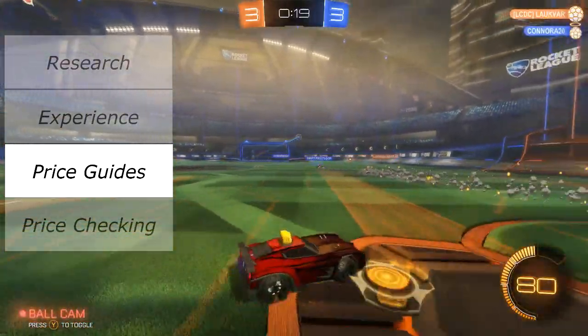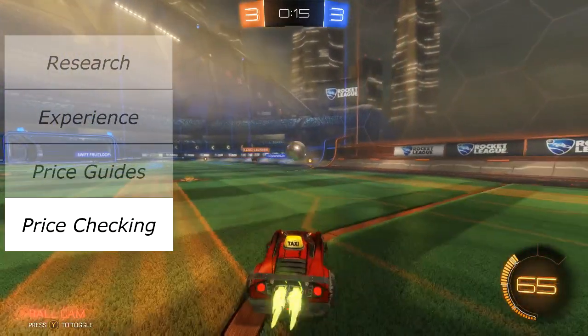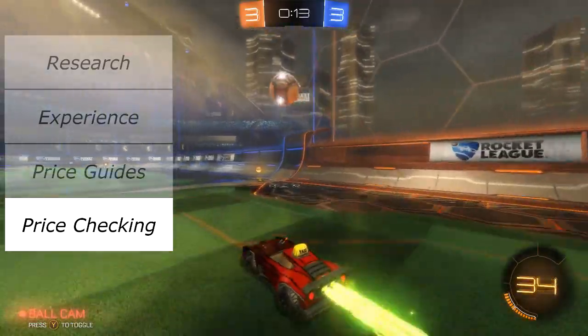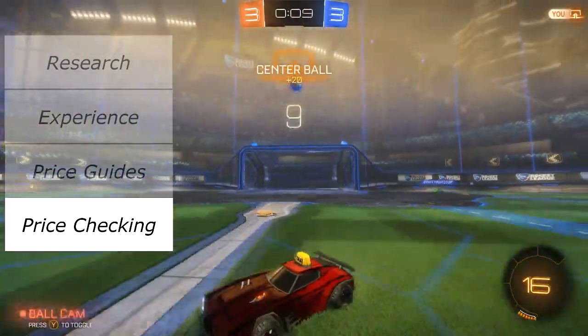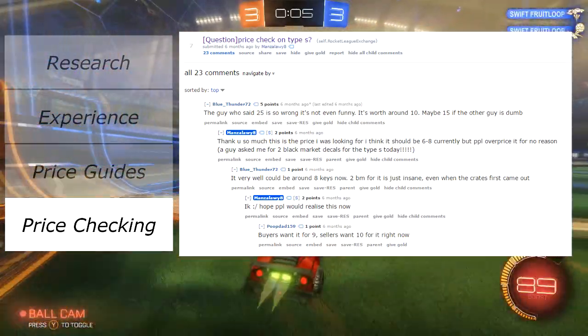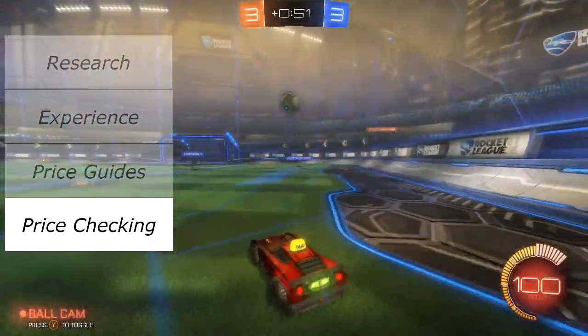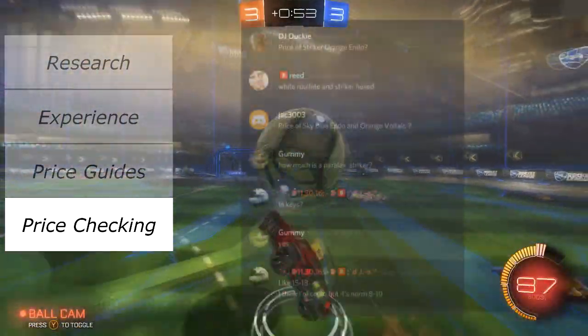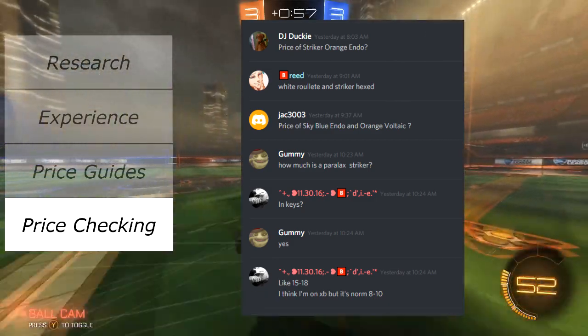And our last topic, which is price checking, is pretty much similar to price sheets. If you don't know what price checking is, it's usually you asking several people on Reddit or Discord what the value of an item is. So once again, these are just other people's opinions. They could be wrong, they could be outdated, they could even be manipulative. So for that reason, just like price sheets, I think they should complement your research and experience.